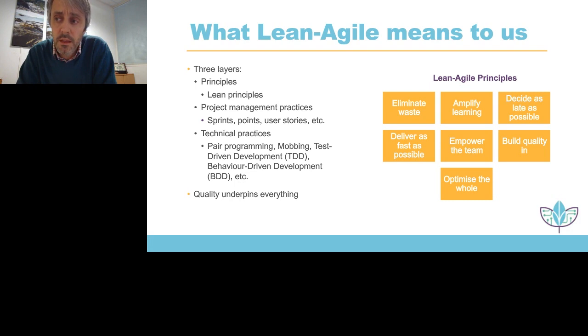So if you're succeeding at the project management layer, then your requirements could be changing every 2 weeks. How do you keep the quality up? Well, that's to do with pair programming, mobbing, test-driven development, behavior-driven development, frequent or continuous integration, etc., etc. So that's what Agile means to us.